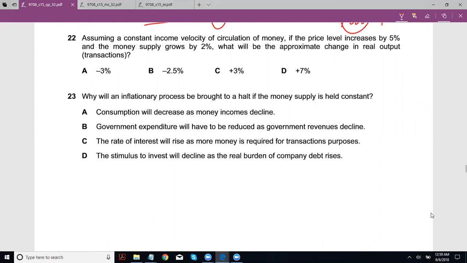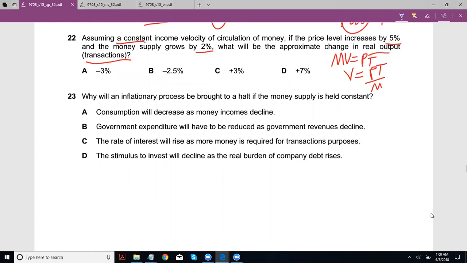Assuming a constant income velocity of circulation, if the price level increases by 5% and the money supply grows by 2%, what will be the approximate change in real output, that is transactions? So let me just write this here. MV is equal to PT, but that V here, that is income velocity, is constant. So I'm just quickly going to make that the subject because that will make things a little easier.